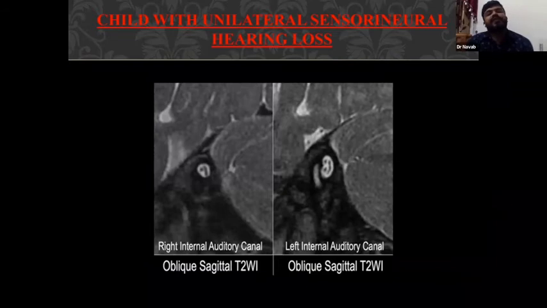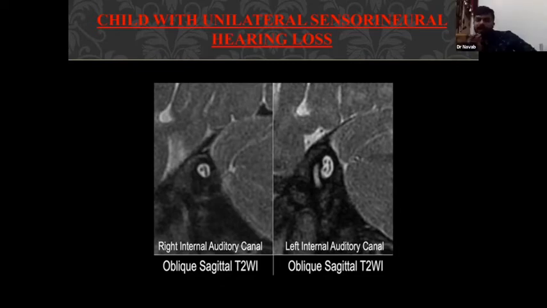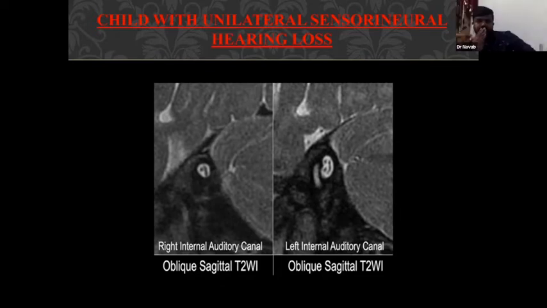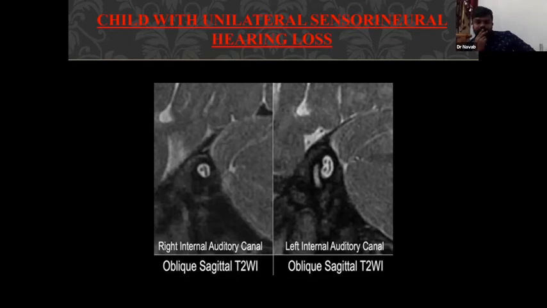This child has unilateral sensorineural hearing loss. This is an oblique sagittal view of the internal auditory canal. Right, internal auditory canal. How many nerves will be there? So what are the nerves? Anterosuperiorly the facial nerve, posteriorly the superior and inferior vestibular divisions. Then the 7th nerve and 8th nerve. So which nerve is missing?